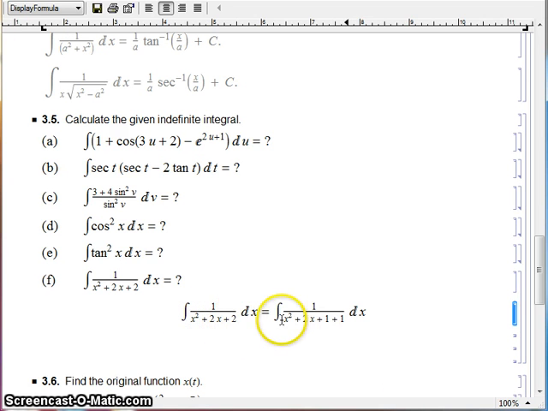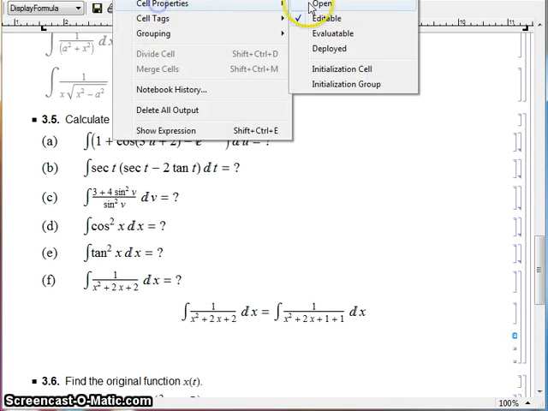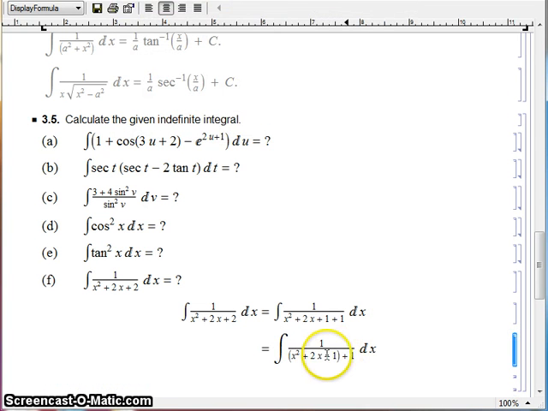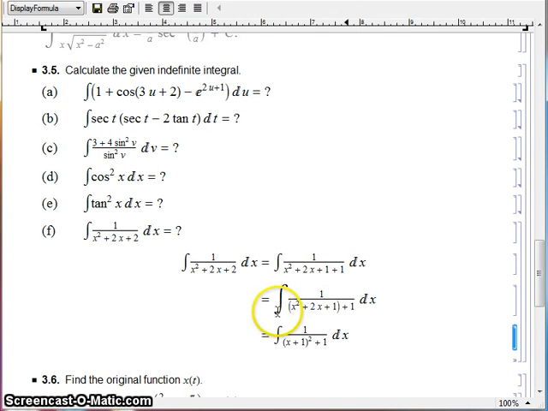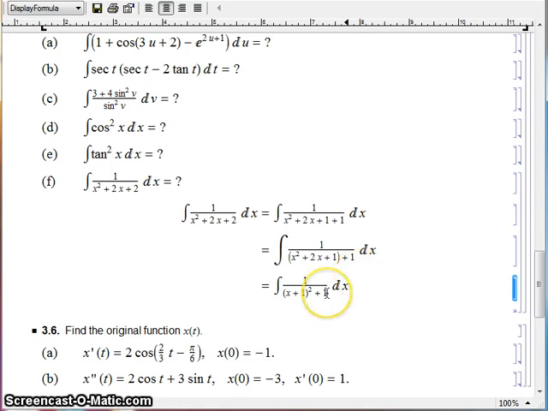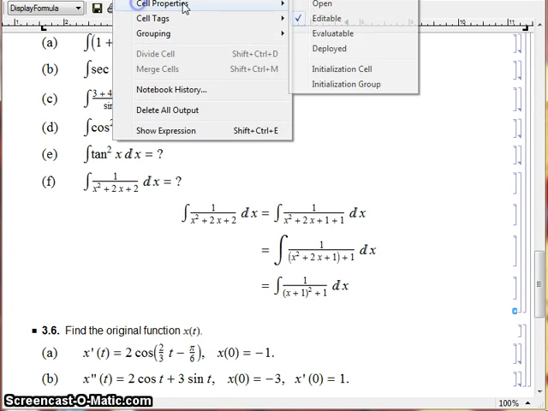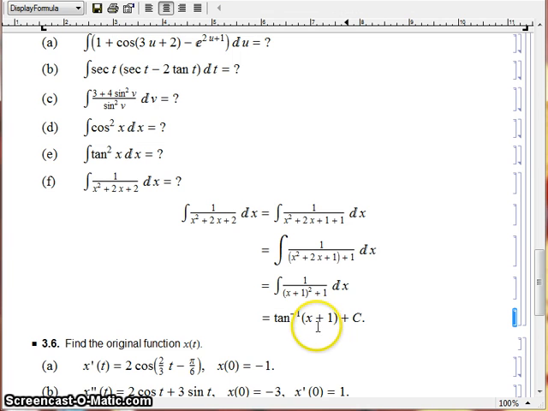Decompose the denominator into a complete square plus 1. We have a complete square plus 1, yes. And this complete square is x plus 1 squared plus 1. So we are in the arctangent function form. The derivative of arctangent is 1 over x squared plus 1. So this is arctangent of x plus 1.